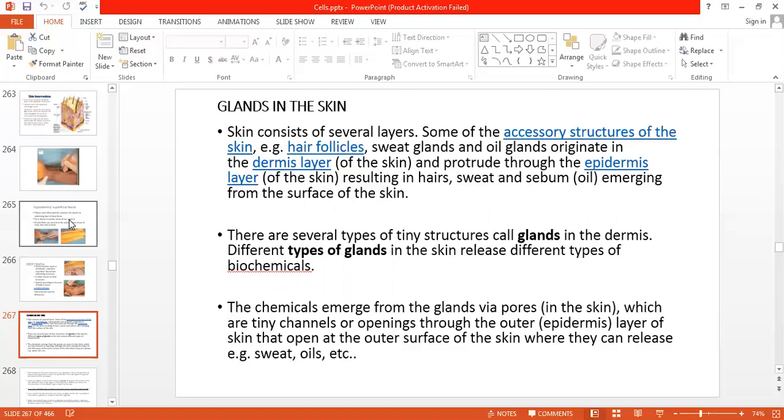There are several types of tiny structures called glands in the dermis. Different types of glands in the skin release different types of biochemicals. The chemicals emerge from the gland via pores in the skin, which are tiny channels or openings through the outer epidermis layer of the skin that open at the outer surface of the skin where they can release sweat, oil, etc.